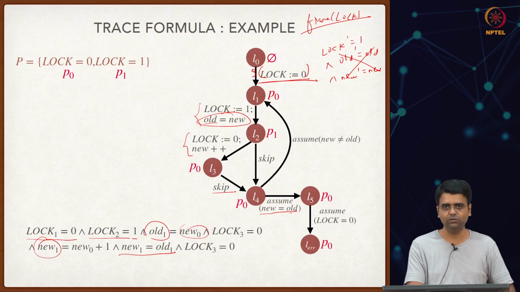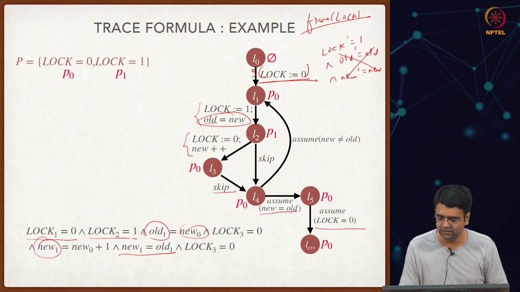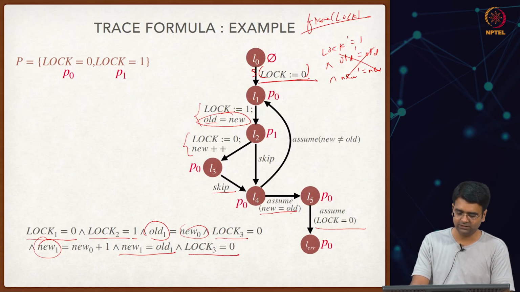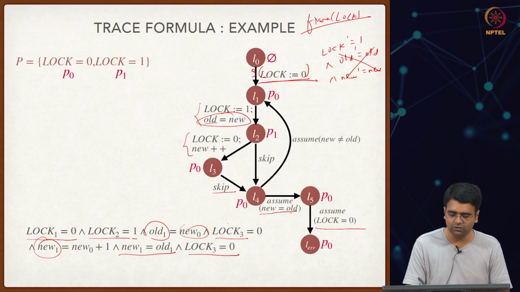New one is equal to old one, and then I have this assume lock equal to 0 from L5 to L error, for which again I am using the most recent assignment to lock, which is lock3. So that's why I'm using lock3. So lock3 is equal to 0. Right. So this is the trace formula for this particular path.